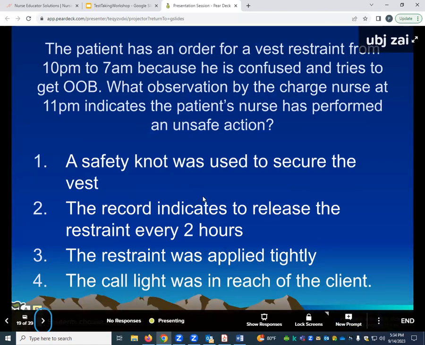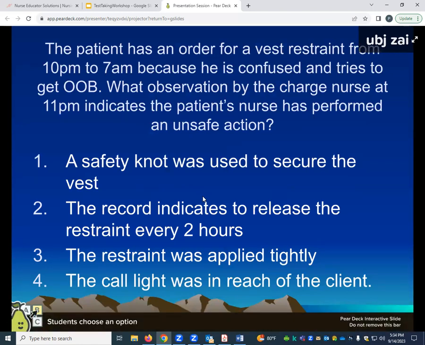Patient has an order for a vest restraint from 10 p.m. to 7 a.m. because he's confused and tries to get out of bed. What observation by the charge nurse at 11 p.m. indicates the patient's nurse has performed an unsafe action?